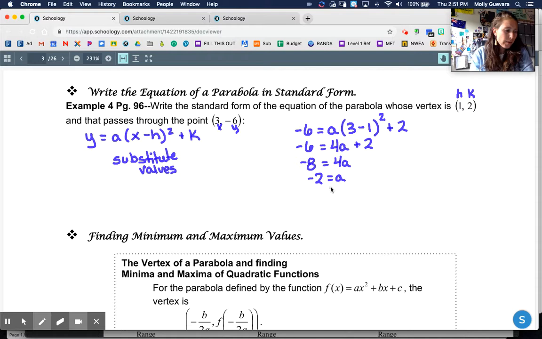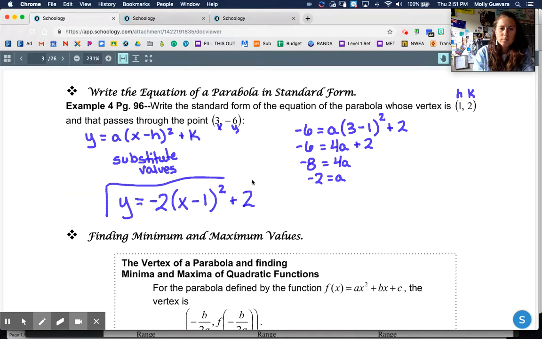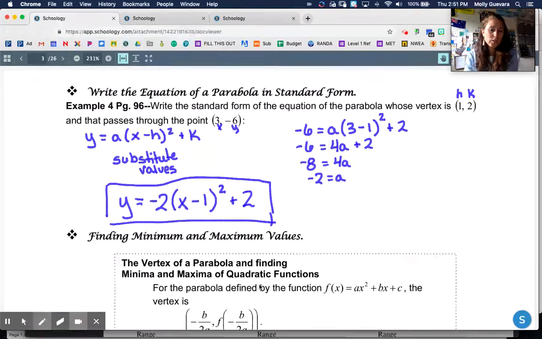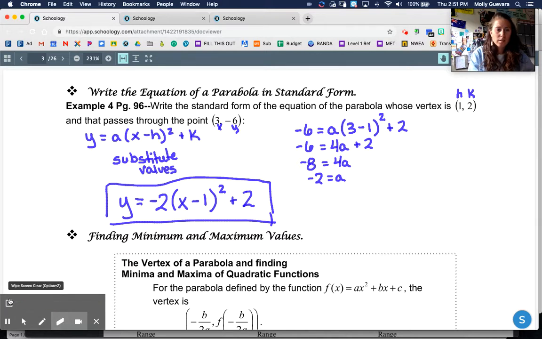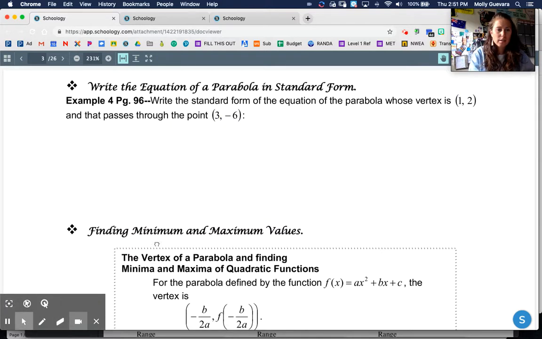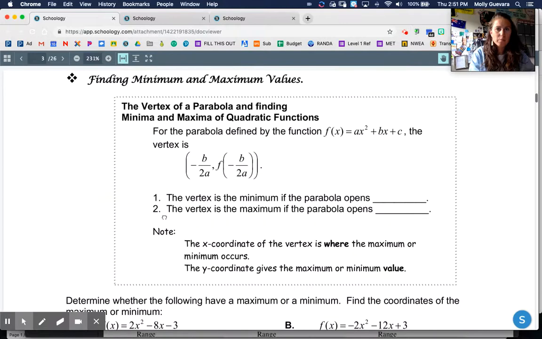Now that I know what a is, I can write the equation. Y equals a is negative 2 times x minus h is 1 squared plus k is 2. So pretty quick there. All you have to do is get the value for a. And once you know a, it's pretty smooth sailing from there. Okay. Lastly, we're going to look at the minimums and maximum value.